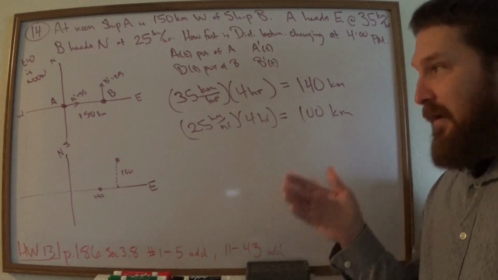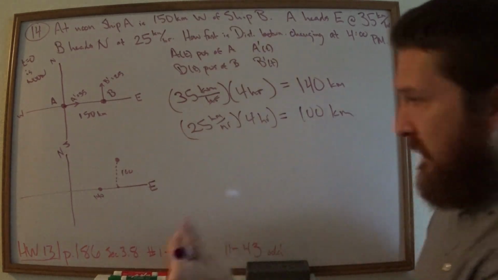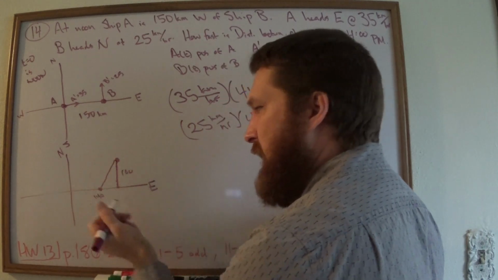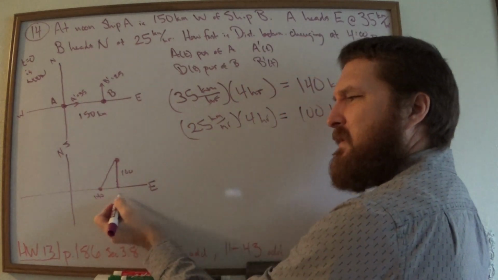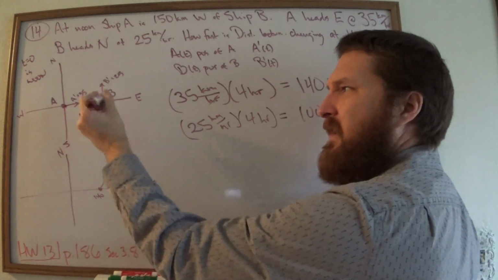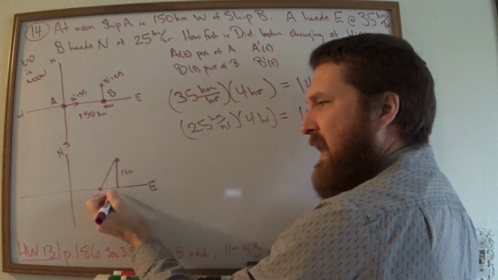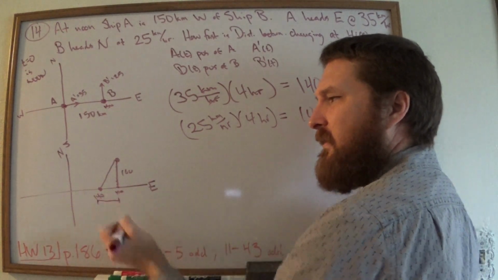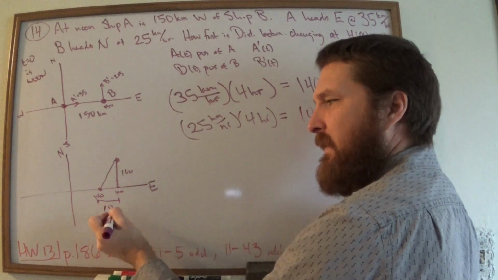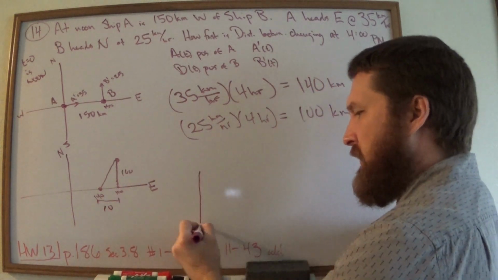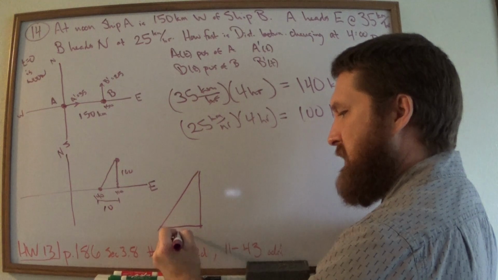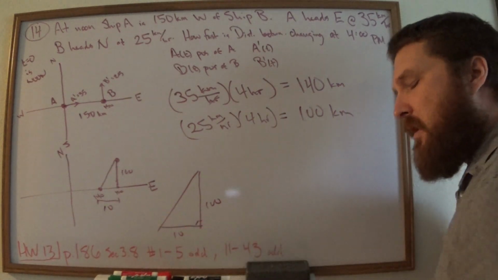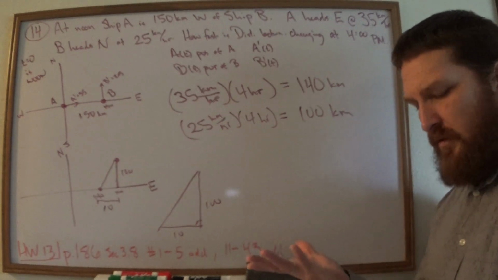So now you think, okay, find where they are. There, we have a nice right triangle. First off, B started here at 150, and so this is 150. And then what's the base of that triangle? 10. Okay, so we have a right triangle with 10 and 100. We could find what that is.